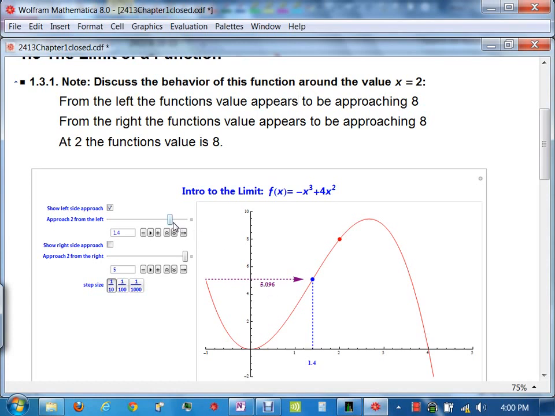5.096. So as I get closer and closer to 2, closer and closer, right? What does it look like I'm getting closer to? 8, right? Now, when I was sliding this, you see how these jumps I had getting closer were pretty big?